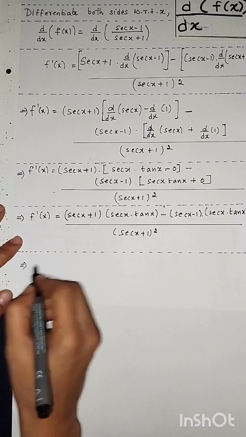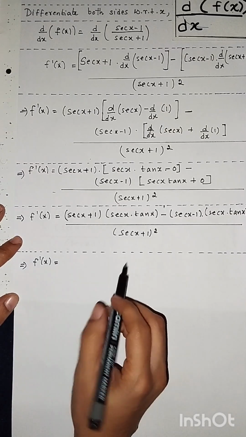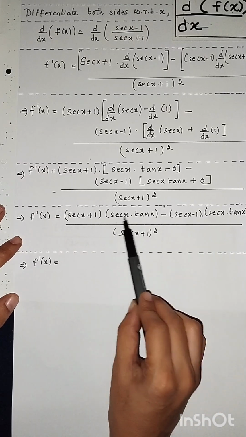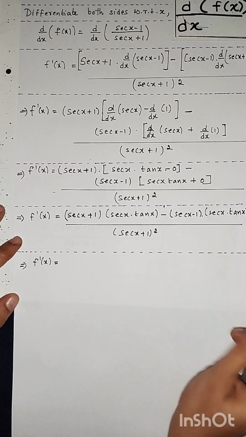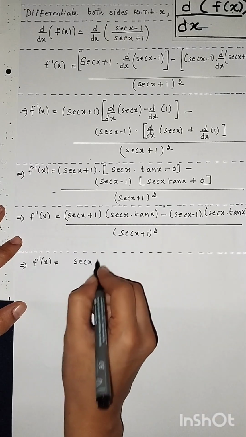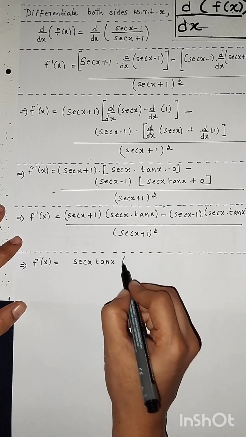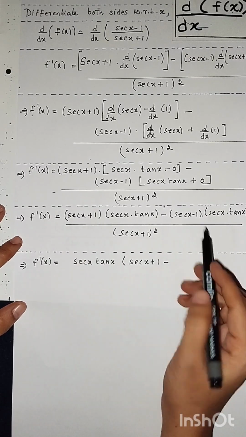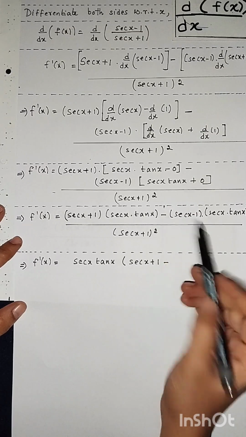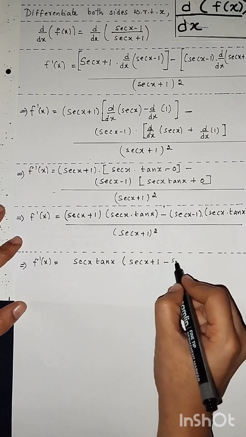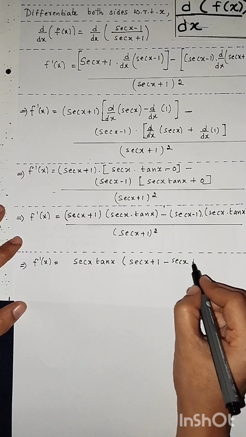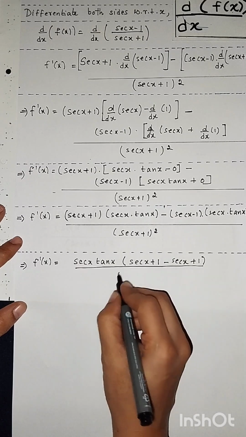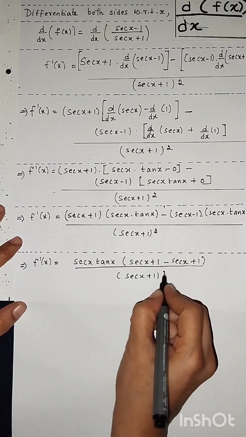Now this implies f dash of x is equal to, so in these terms we can observe there is a common term, which is secant x into tan x here and secant x into tan x here. So we will take the common secant x into tan x. So here you are left with secant x plus 1 and here it is secant x minus 1. So we will multiply minus inside. So here you will get minus secant x, minus times minus is plus 1. Now divided by secant x plus 1 the whole square.